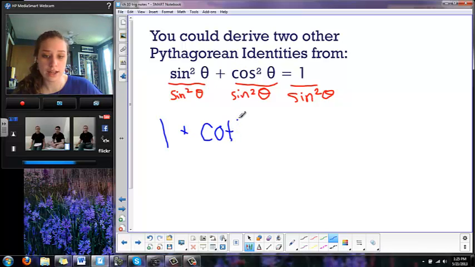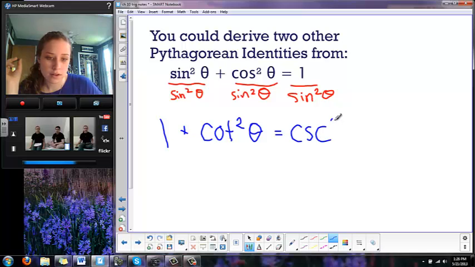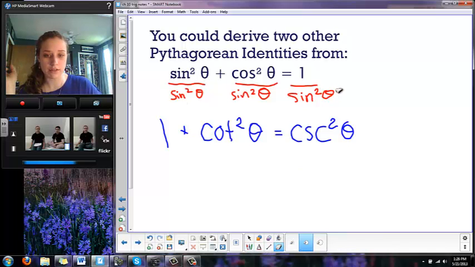Cotangent squared theta. The reason these are all squared is because I'm dividing cosine squared by sine squared. Don't forget the squared parts. If you forget to write the squares on a test, you're not going to get full credit. And then 1 over sine is another identity we just learned: 1 over sine is cosecant squared theta. So that is the second out of 3 Pythagorean identities, and all we did was manipulate that first easy one.